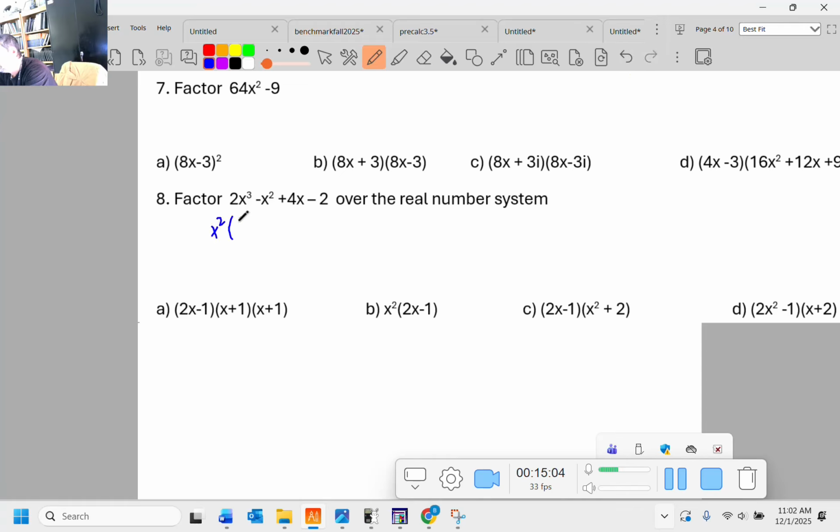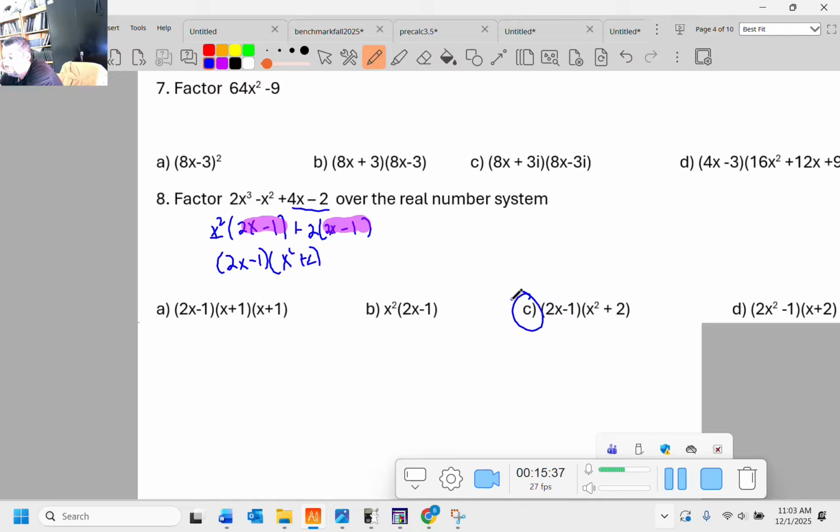If I pull that from 2x cubed, I have a 2x. If I pull it from itself, I need that -1 as a placeholder, because x squared times -1 is -x squared. Then I focus on the back of the bus here, and both those contain a 2. If I pull a 2 from 4x, I have a 2x. If I pull it from -2, I have a -1. The common factor to both of those pieces is 2x minus 1. And the stuff left over is x squared plus 2.